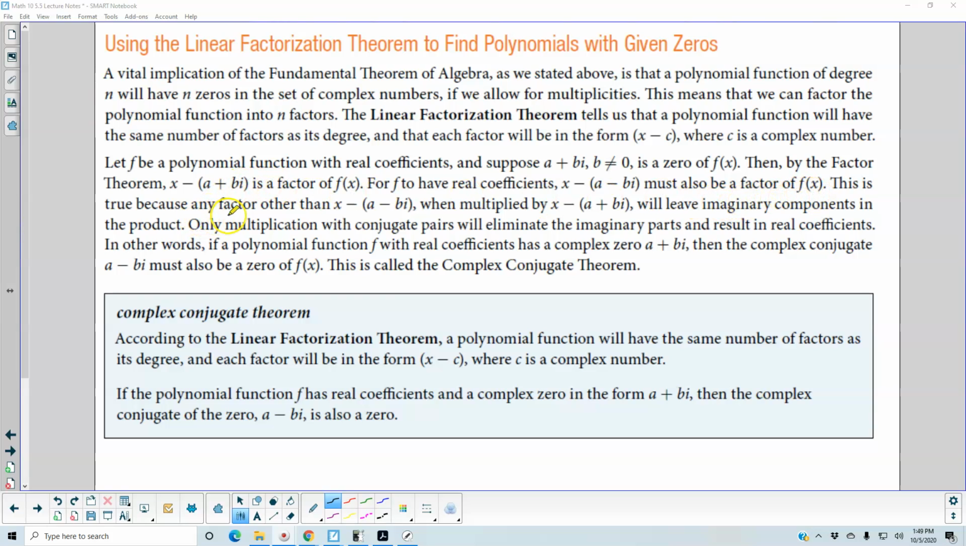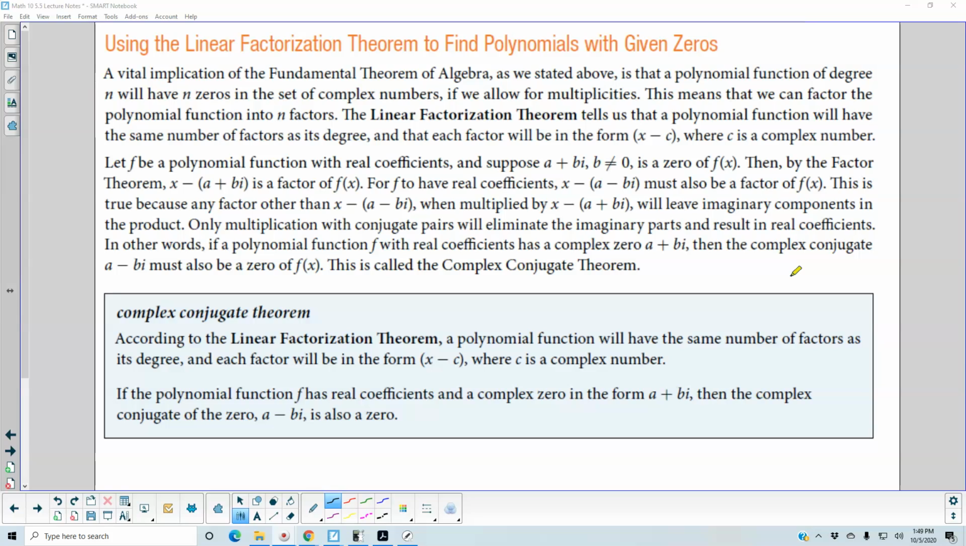This is true because any factor other than x minus (a minus bi), when multiplied by x minus (a plus bi), will leave imaginary components in the product. Only multiplication with conjugate pairs will eliminate the imaginary parts and result in real coefficients.